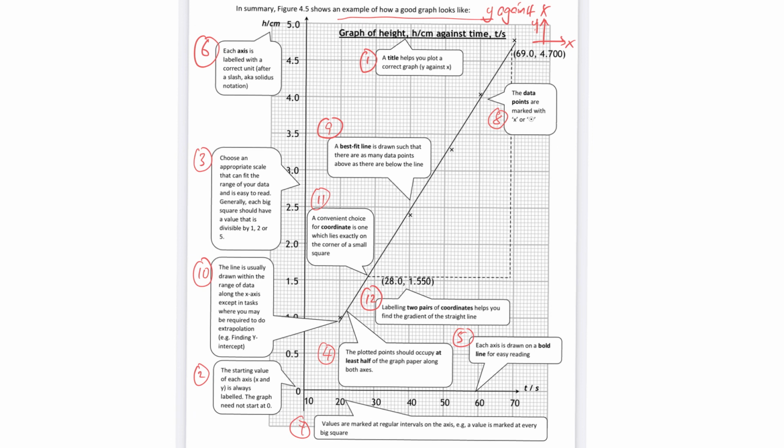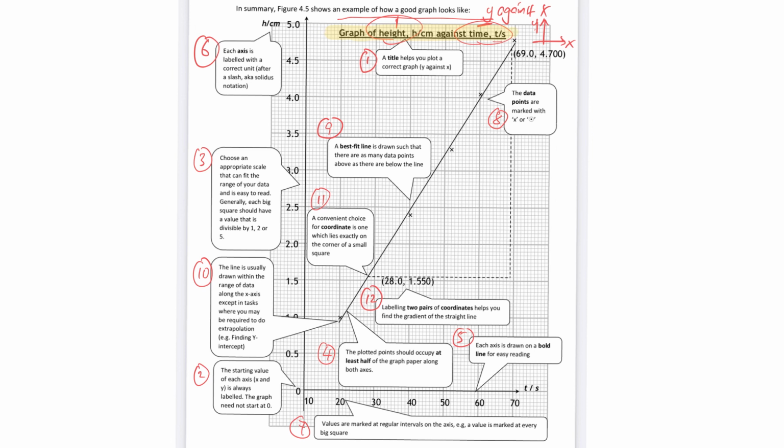So with that in mind, when the instruction tells you that it wants height against time, make sure that the height is the vertical axis while the time is the horizontal axis. It will be good to include the title of the graph. So in this case, graph of height against time. So you just write it at the top here.